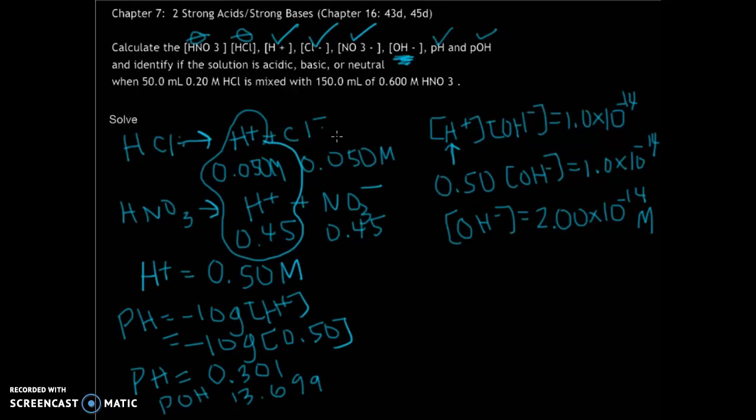Okay? So the main point of this slide is that if you have two strong acids, or two strong bases for that matter, the sum of their ions is what determines pH and so forth. So both combined contribute to the total hydrogen ion concentration. If this was a base, it would be both of the hydroxides combined that would be contributing to the hydroxide concentration. Okay, so that is it for chapter 7.